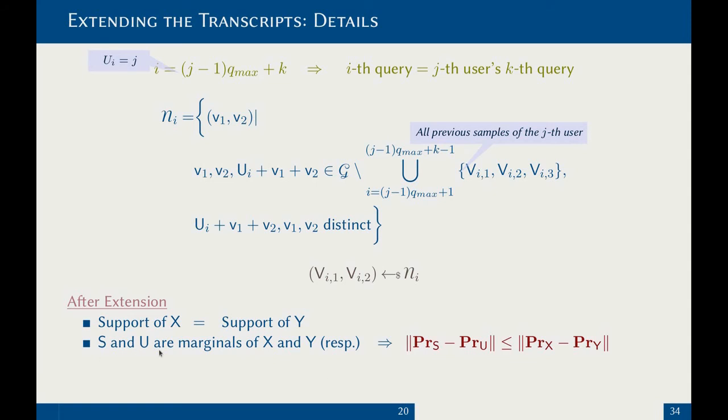And also, since S and U are marginals of X and Y, we have this relation. The statistical distance between the distributions corresponding to these two transcripts S and U is upper bounded by the statistical distance between the distributions corresponding to the extended transcripts X and Y. Then we are in a position to apply the chi-square method to bound this statistical distance.